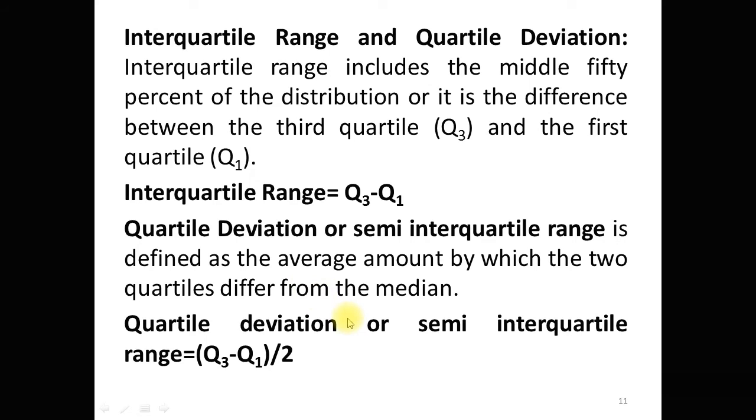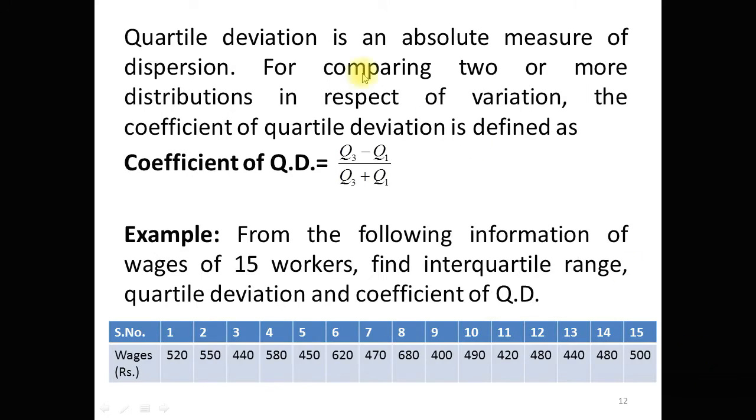And quartile deviation or semi-interquartile range is given by Q3 minus Q1 divided by 2. So quartile deviation is an absolute measure of dispersion. For comparing two or more distributions in respect of variation, the coefficient of quartile deviation is defined as, like you see over here, Q3 minus Q1 divided by Q3 plus Q1.